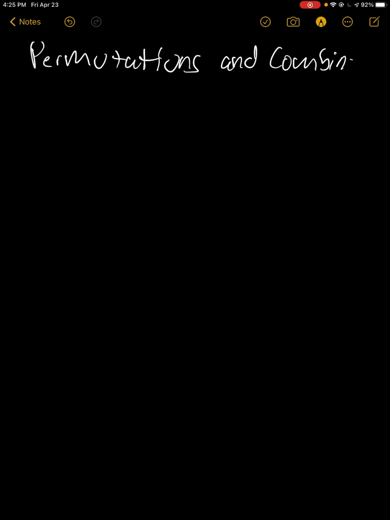Okay, now that we've worked a little bit with the fundamental counting principle, we're going to move on to something new. We're going to talk about permutations and combinations. So we need to remember two things. One, when we work with permutations, we always need to remember order matters.